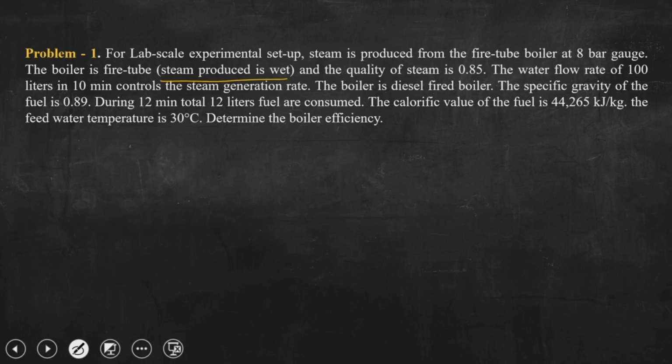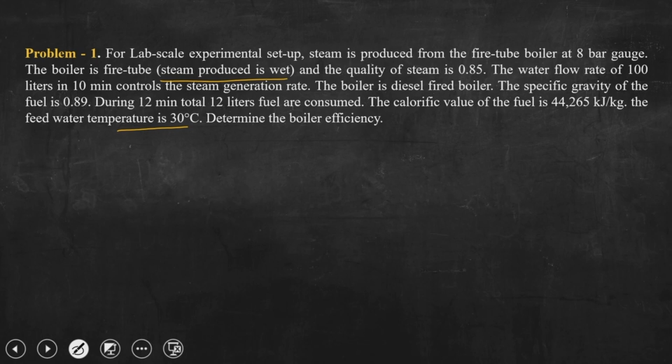The specific gravity of the fuel is 0.89. During 12 minutes total 12 liters of fuel are consumed. So, it is also given how much fuel is consumed in 12 minutes. The calorific value of the fuel is 44,265 kilojoule per kg. The feed water temperature is 30 degrees Celsius. It is very important because the inlet temperature of feed water is 30 degrees. We need to calculate the boiler efficiency.